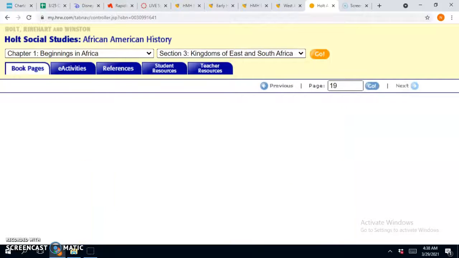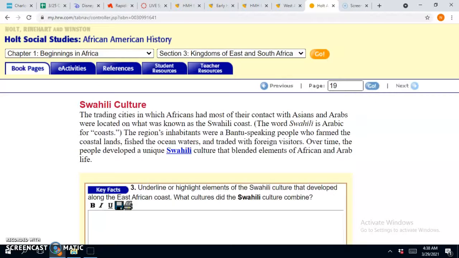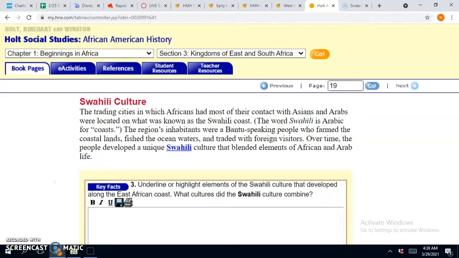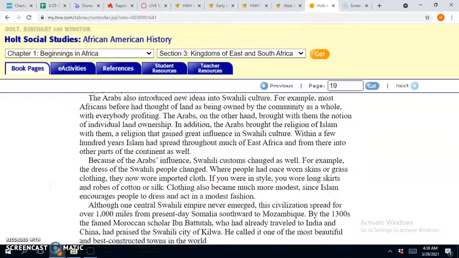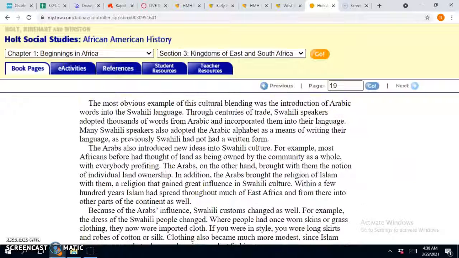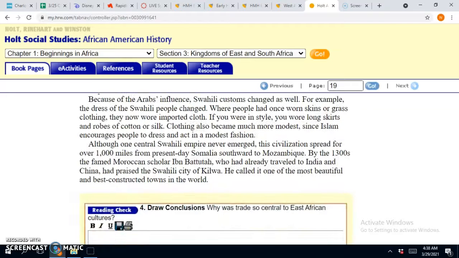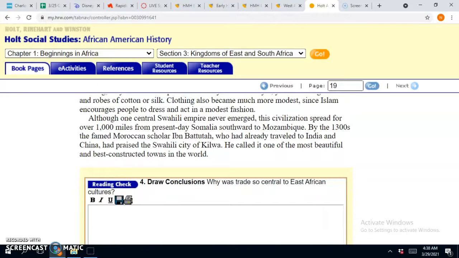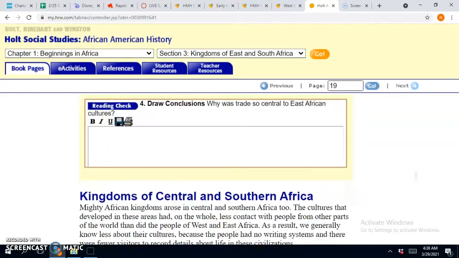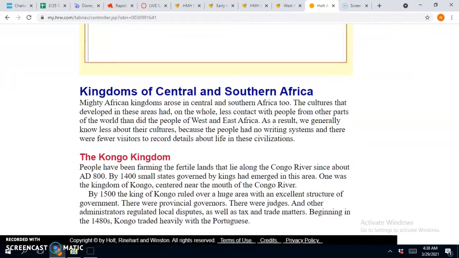And I'm about to sign off just because this is getting pretty long. But again, I just wanted to give you access to this chapter. There's the Swahili culture. There's a section you can read on that. You would pause the video to read it all. And then you'd get the last paragraph. And then you would read this section.